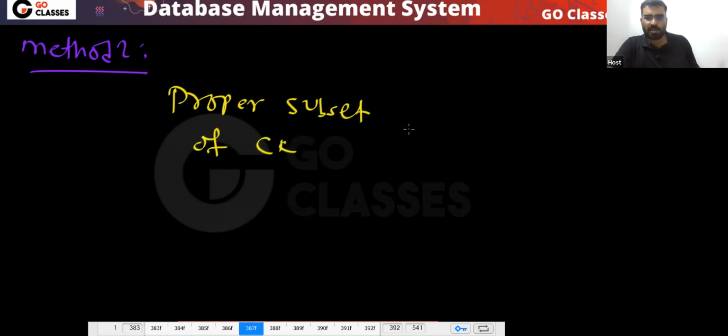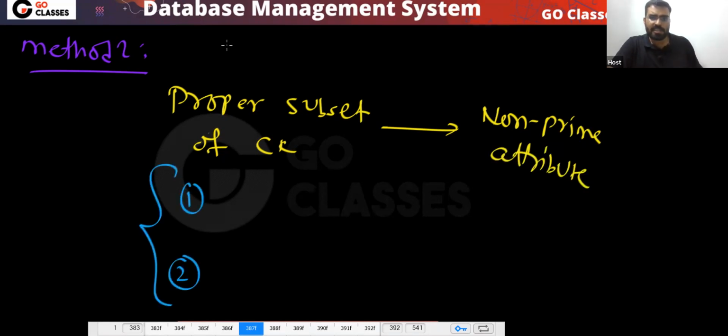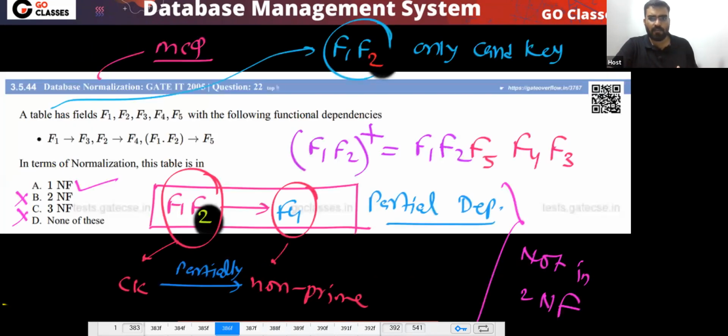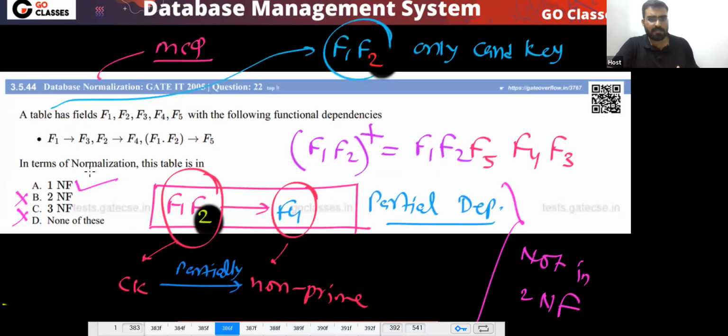You can check proper subsets of the candidate key. Does it determine a non-prime attribute? Tell me how many proper subsets there are. Only 2 proper subsets are there, F1 and F2. Find F1 plus and F2 plus. What is F1 plus? F1 plus is F1, F3.